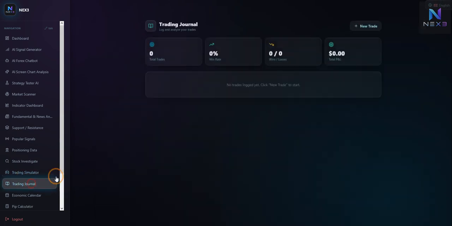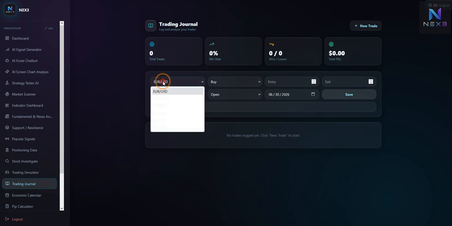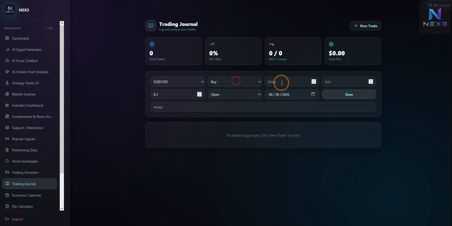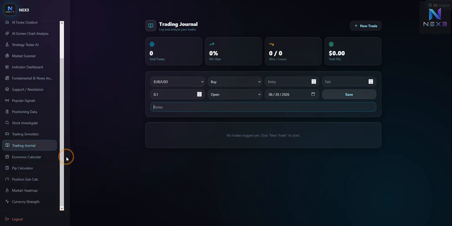Trading Journal. Accountability wins trades. Our Trading Journal acts as a detailed audit log. You log every single trade, the pair, direction, exact entry/exit prices, lot size, and personal notes on your emotional state. The system then automatically calculates your total P&L, win rate, and other critical performance metrics, helping you identify what works best for you.